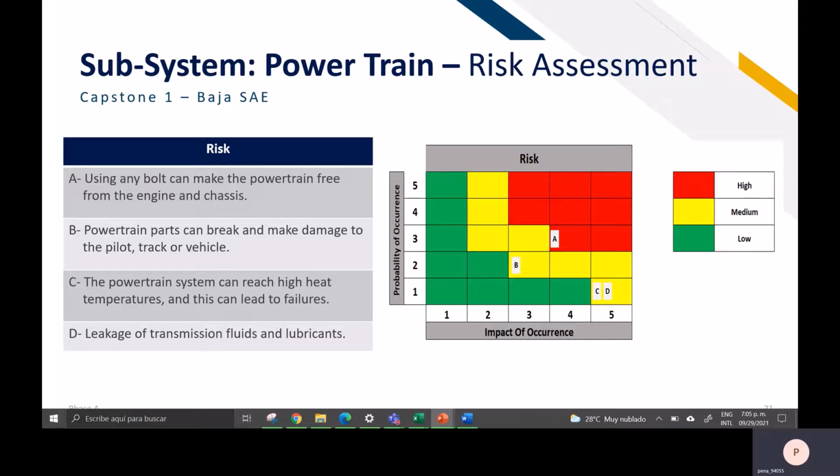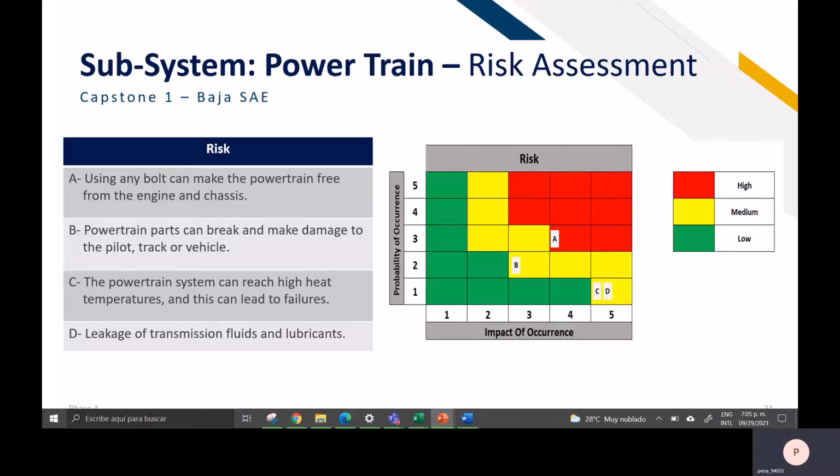The powertrain system can reach high temperature, and this can lead to failure. This probability is low and the impact is medium. Leakage of the transmission fluid and lubricants: the impact is medium and the probability is low.